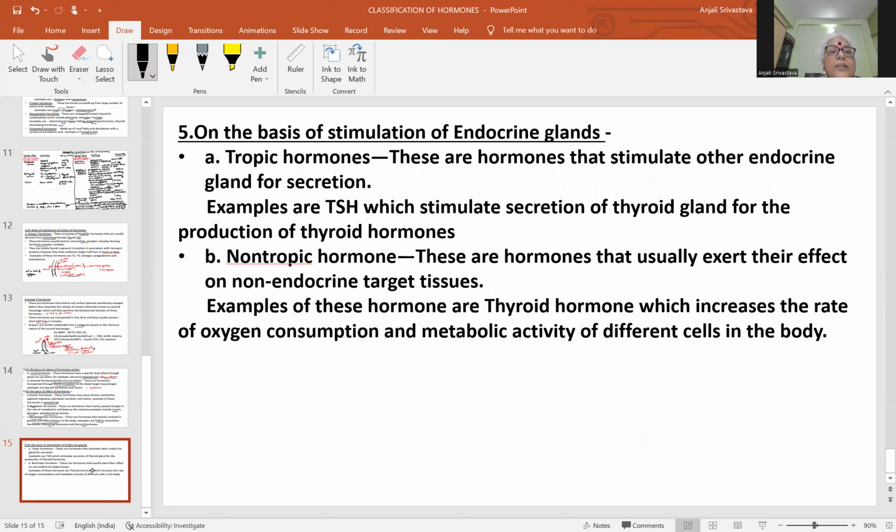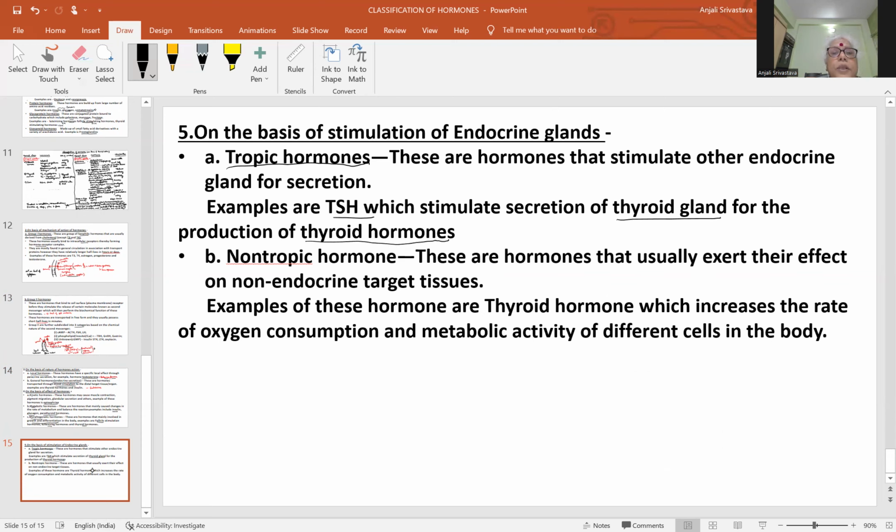And the last but not least, the hormones have been categorized into 2 types on the basis of stimulation of endocrine glands. How these hormones are stimulating the endocrine glands: एक बार जहाँ से वो produce होते हैं उसके बाद फिर आकर के वो endocrine glands को stimulate करते हैं. Then they are the tropic hormones. The example is TSH, which stimulates secretion of thyroid gland for production of thyroid hormones.